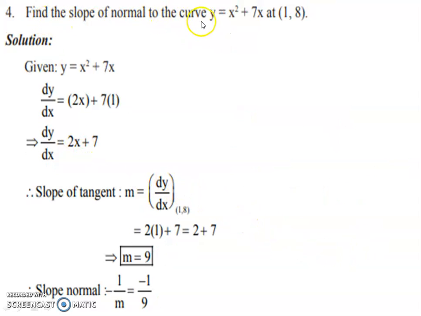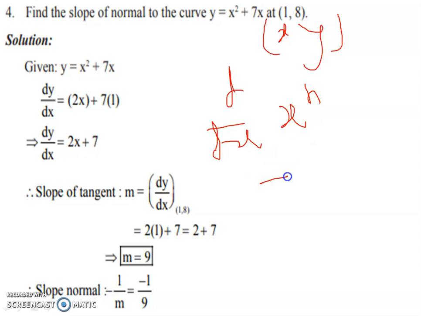Find the slope of normal to the curve y is equal to x square plus 7x at the point 1 comma 8. Again we have the point given in the form of x comma y. So we consider the equation y is equal to x square plus 7x. What is the derivative of x square? Yes, it is 2x. We use the formula: derivative of x raised to n is n x raised to n minus 1. So derivative of x square is 2x, derivative of 7x is 7 into 1. 2x remains the same, 7 remains the same, dy by dx is equal to 2x plus 7.